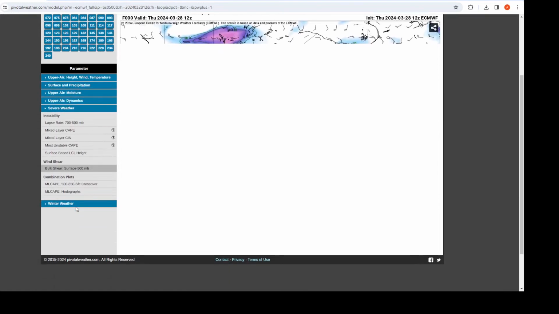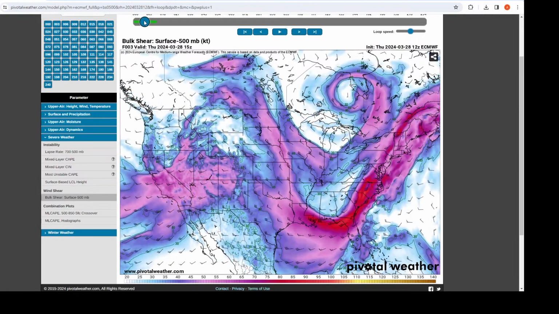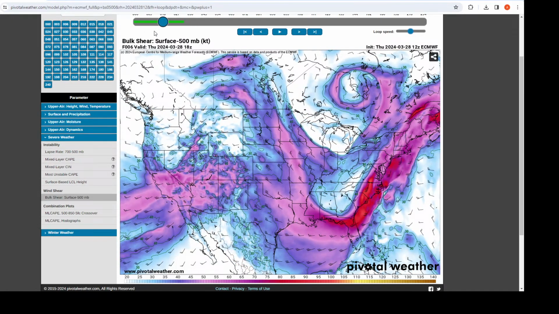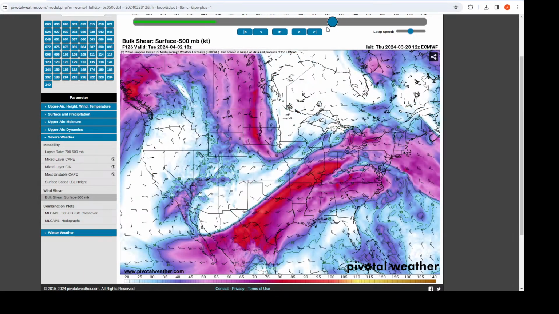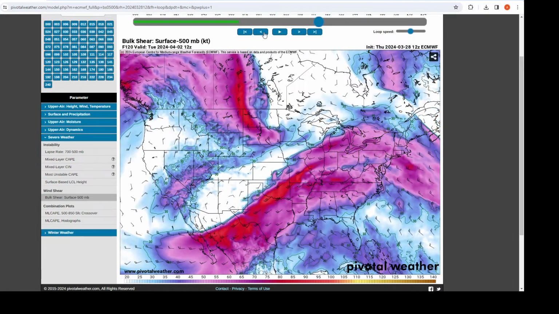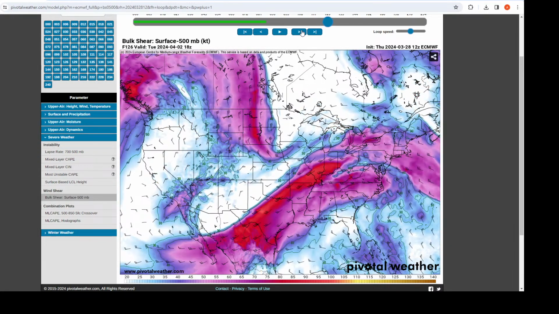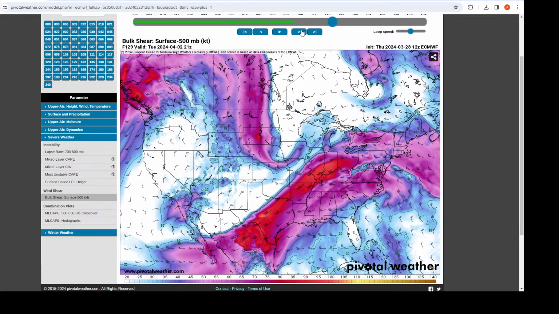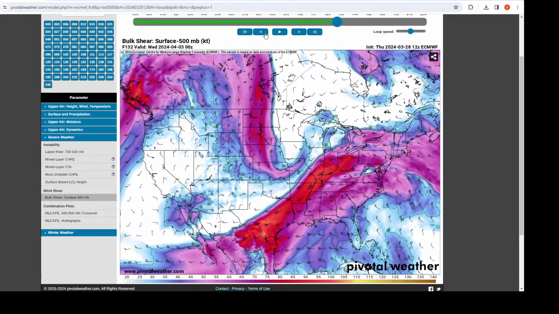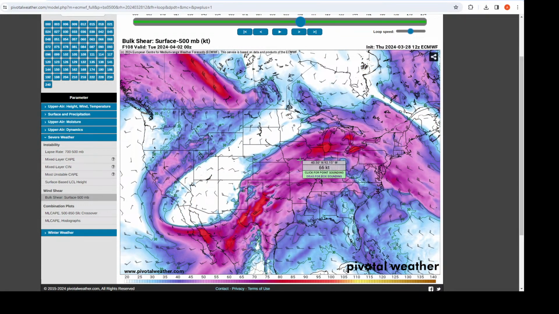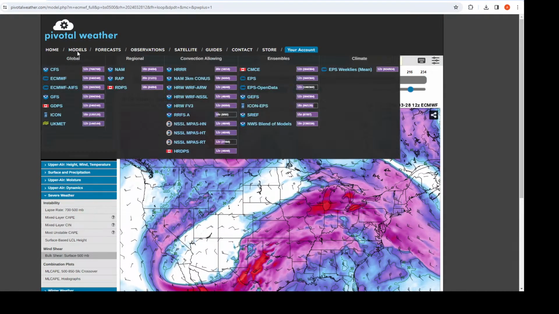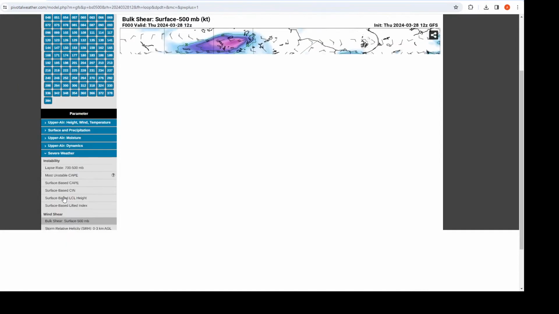Now looking at shear on the Euro, it looks like we do have sufficient southwesterly flow shear for this time period. I went way too far out. It looks like we do have sufficient southwesterly shear coming up. Let's go back to our GFS. I do want to look at something.